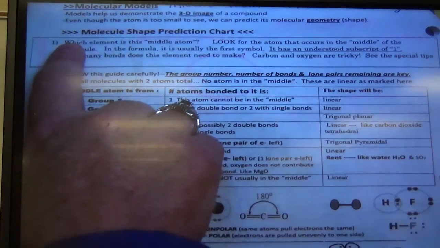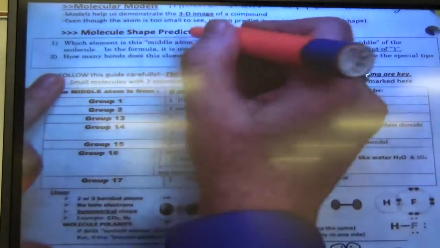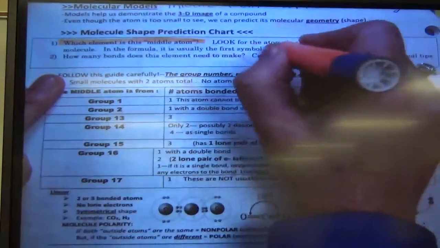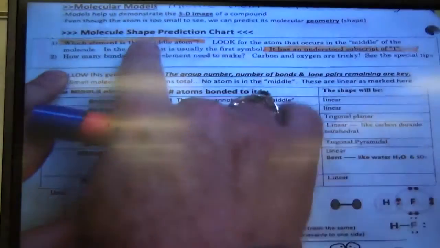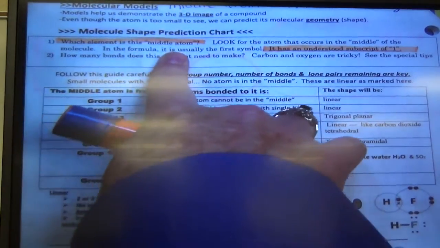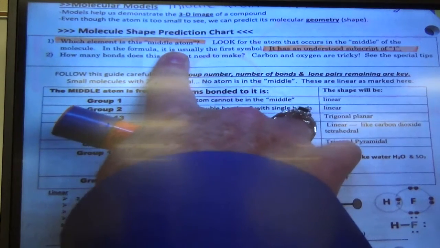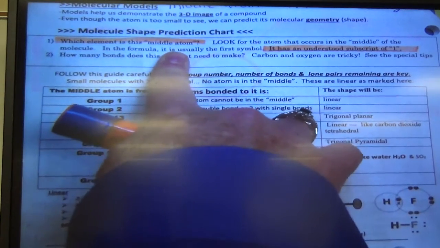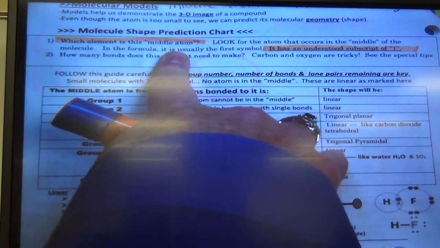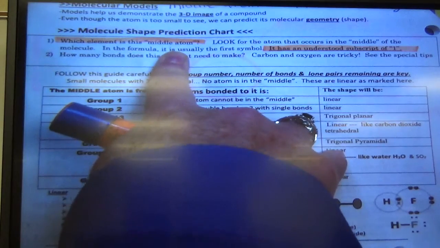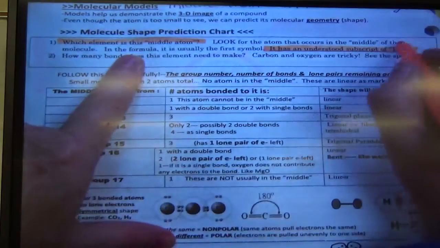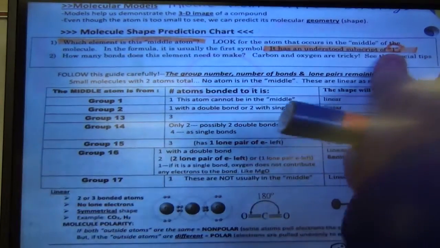We are always going to consider which atom is in the middle, and we're going to look for the one that has a subscript of 1. Now, it says here, in the formula, it usually is the first symbol. Usually. Is that the same as always? No. It's frequently true, but it does not have to be the first element. In the formula, it's usually the first symbol, but it always has a subscript of 1. That's going to be the key thing we look for.